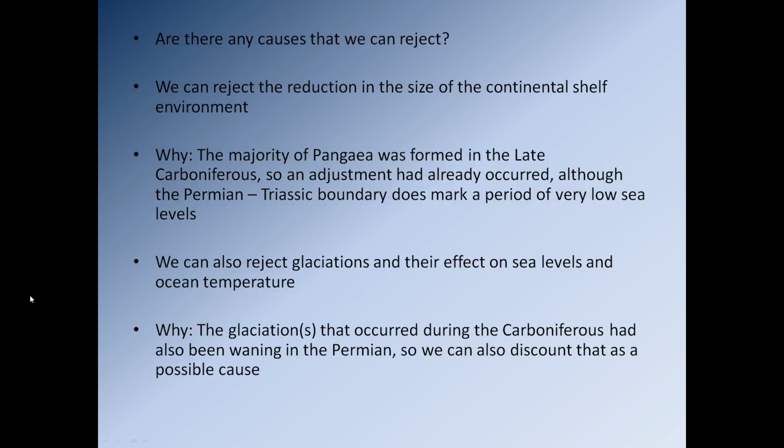We can also reject glaciation as the cause of the mass extinction. Why is that? Well, glaciations had been occurring all the way through the Carboniferous, and they had actually been waning as we headed into the Permian. So that means that glacial events were actually becoming less frequent and less severe. So that would mean that on the whole, the chances of glaciers being the cause is significantly reduced.